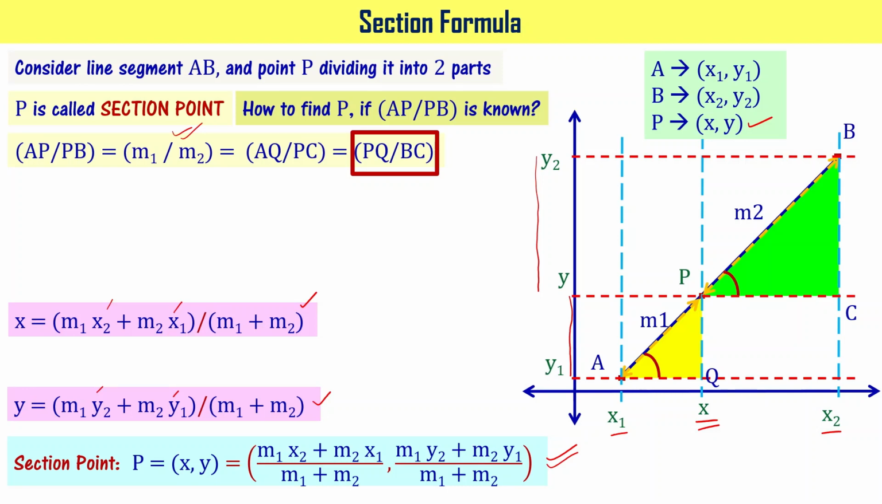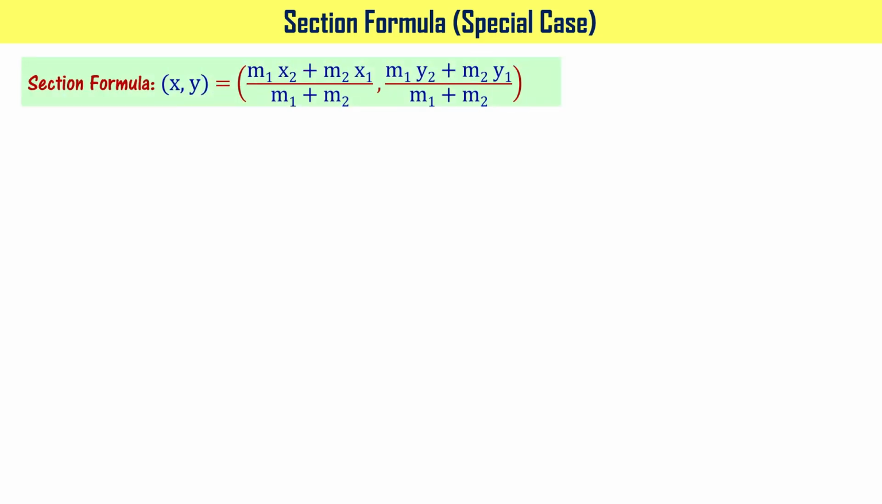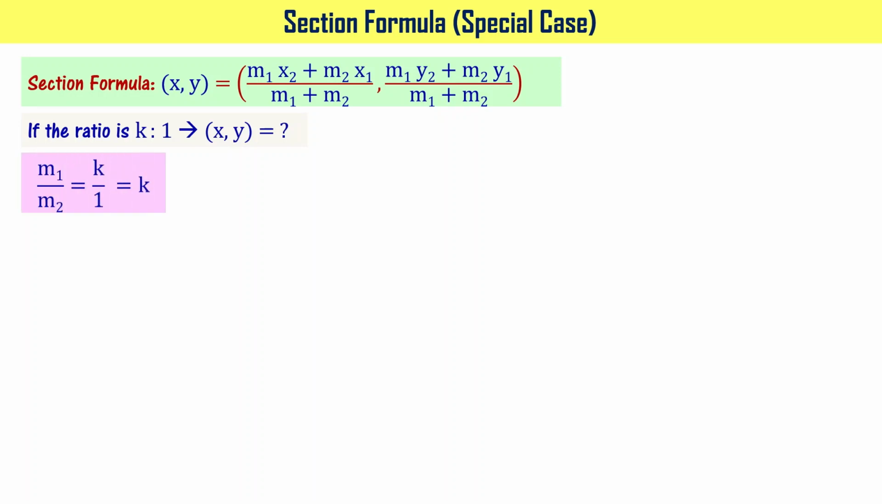Let's take a look at some special cases of the section point formula. We have just derived the section formula. If the ratio is k is to 1, then what is your section formula? x comma y, what is your section point? Ratio is k is to 1 means I can write it as m1 by m2 equal to k by 1, that is equal to k, right?